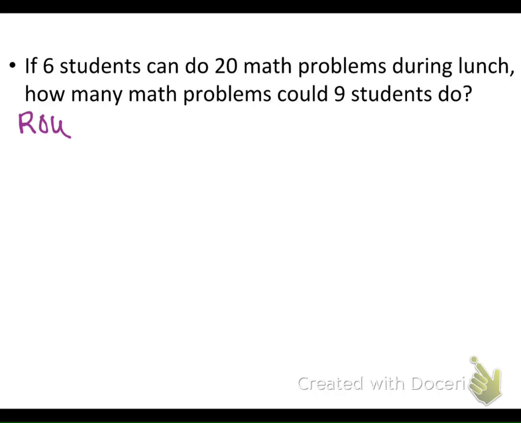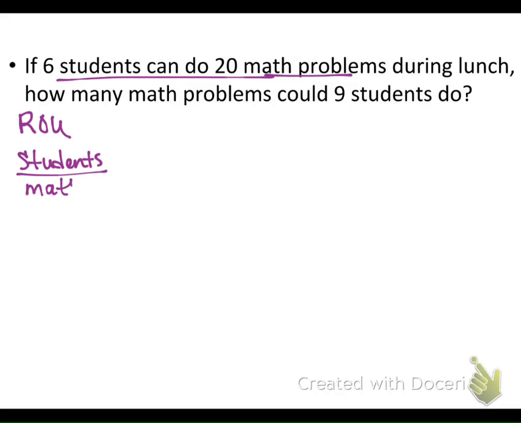So it says if 6 students can do 20 math problems during lunch, how many math problems could 9 students do? So as I said, where it gives you your first two numbers together, that's where you're going to find your ratio. So what's my ratio of units? What are they comparing? Students and math problems. So my ratio of units, I'm going to use students and math. Or problems. Which one do you guys want to use? I mean, this is the same thing.